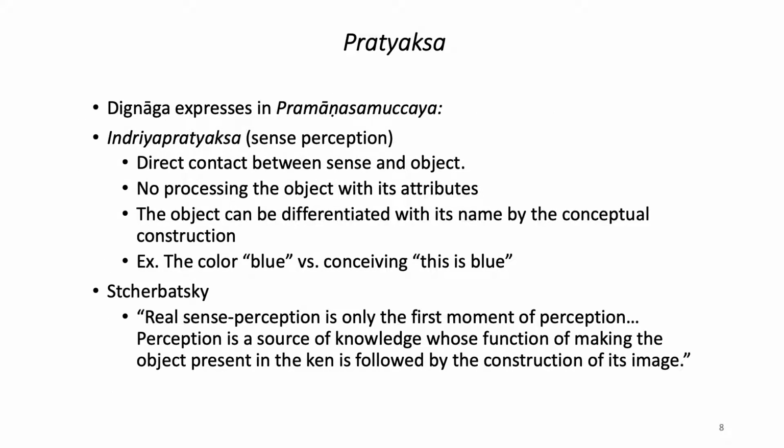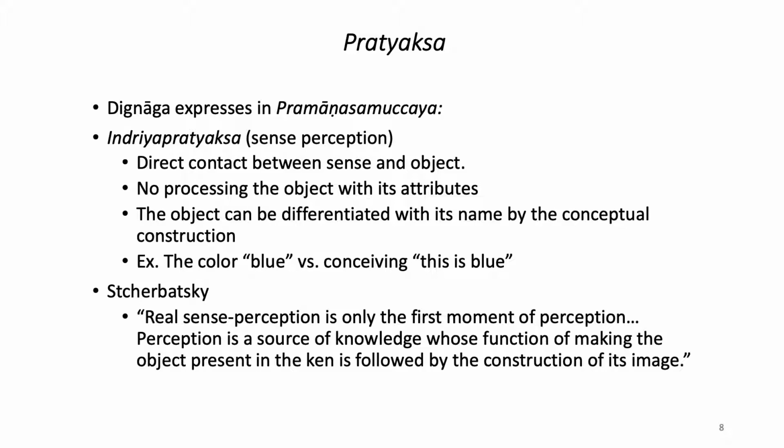In the Pramana Samuchaya, written by Dignaga, Dignaga expresses that Indriya Pratyaksha, such as sense perception, renders the object perceived in itself without processing the object with its attribute. The objects can be differentiated by their names, and the conceptual construction makes it possible to conjugate the object with its name. For instance, perceiving the color blue and conceiving this is blue are quite different, because conceiving this is blue is engaged by way of an intellectual process.